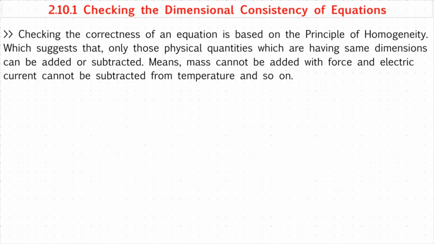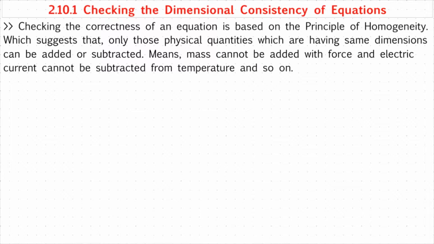Let us see topic 2.10.1, checking the dimensional consistency of an equation. That means checking the dimensional correctness of an equation. Checking the correctness of an equation is based on the principle of homogeneity, which suggests that only those physical quantities which have the same dimensions can be added or subtracted.